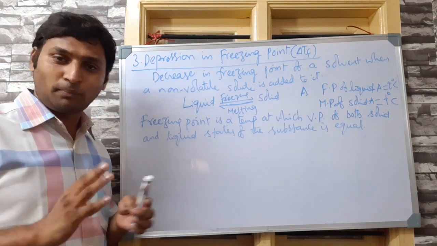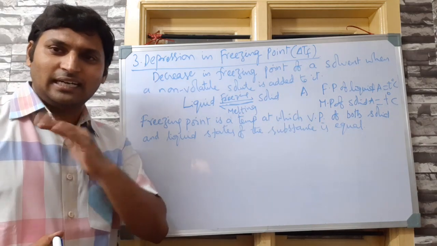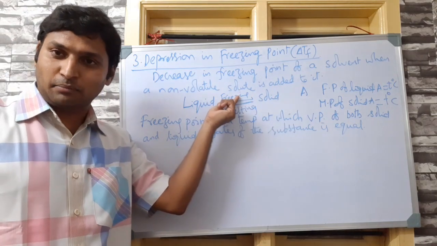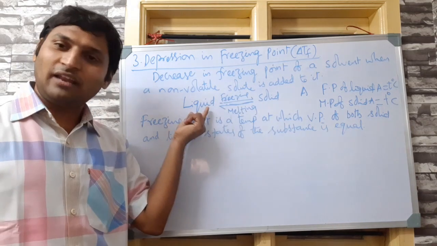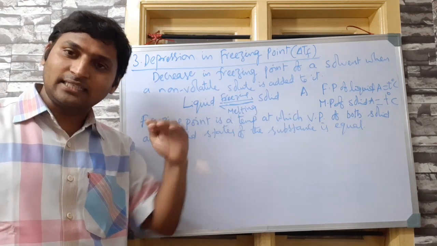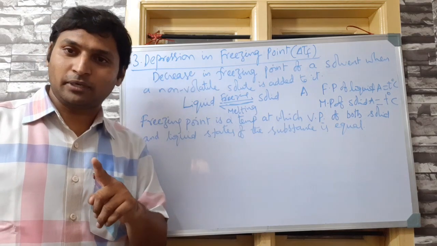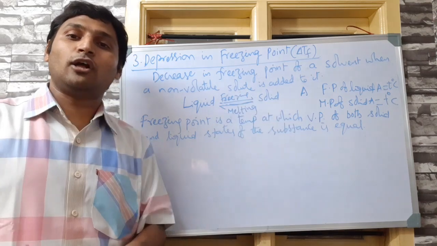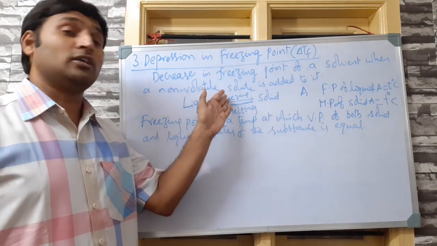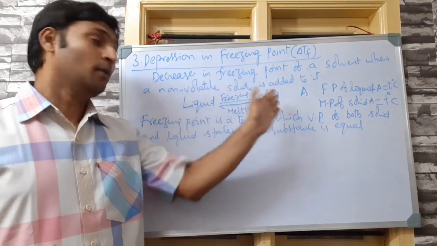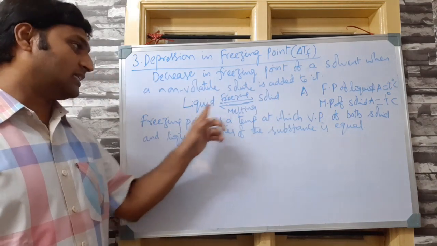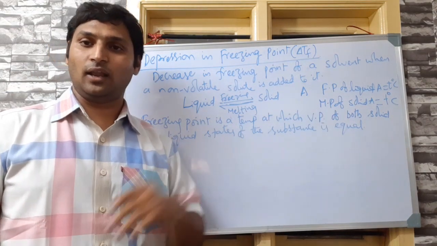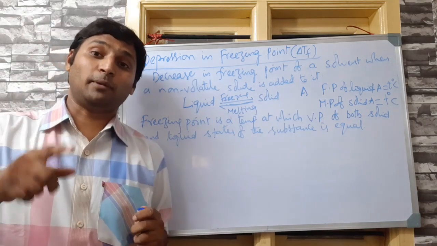Logic is simple. So please understand, how do you justify that? It's understandable. Why? Liquid and solid are existing at equilibrium at this temperature. That means you know very well liquid evaporates. Liquid exerts a vapor pressure and vapor pressure is an equilibrium pressure. Now if liquid is remaining in equilibrium with this solid, that means solid also must be exhibiting the same vapor pressure, because temperature also is same. At the same temperature, both are existing. That's why freezing point is a temperature at which vapor pressure of both solid and liquid states of the substance are equal. Now, what about the vapor pressure of solution?